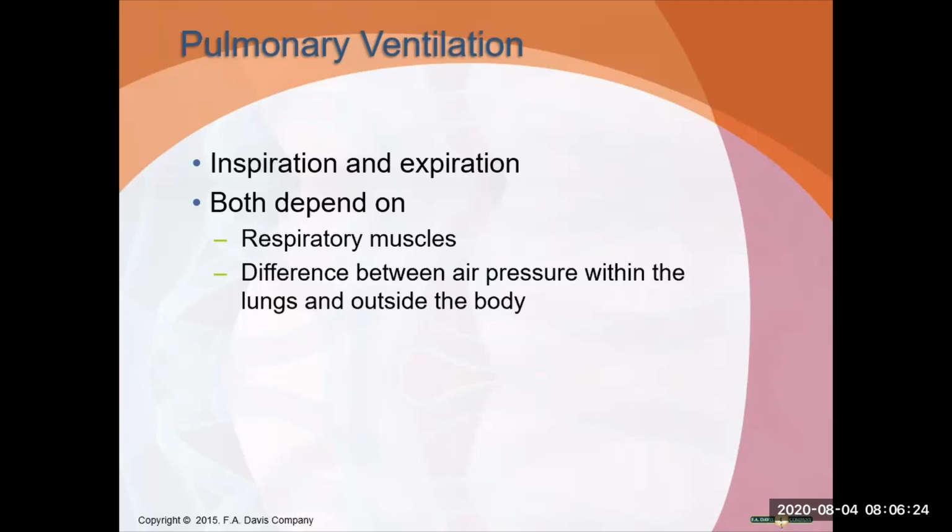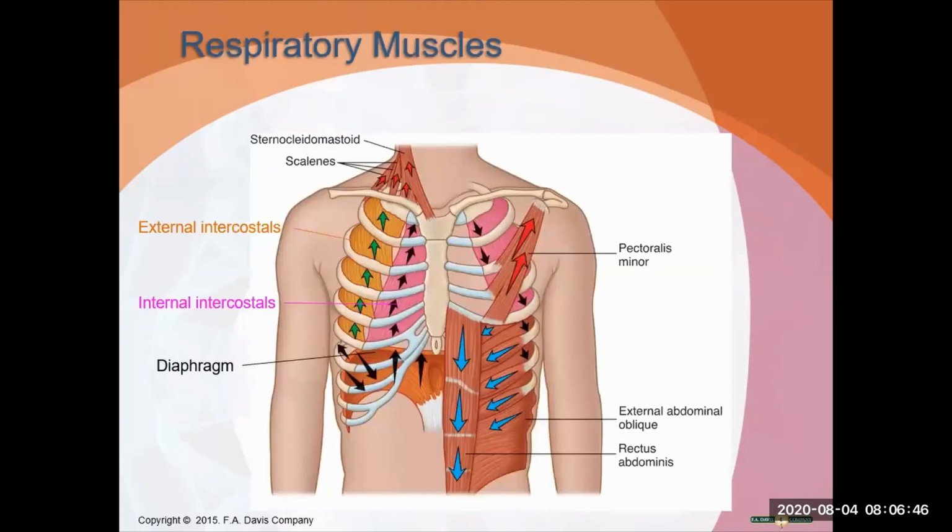Respiratory muscles. The lungs depend on the skeletal muscles of the trunk, especially the diaphragm and the intercostal muscles, to expand and contract to create airflow. The main muscle responsible for pulmonary ventilation is the diaphragm, the dome-shaped muscle separating the thoracic and abdominal cavities.